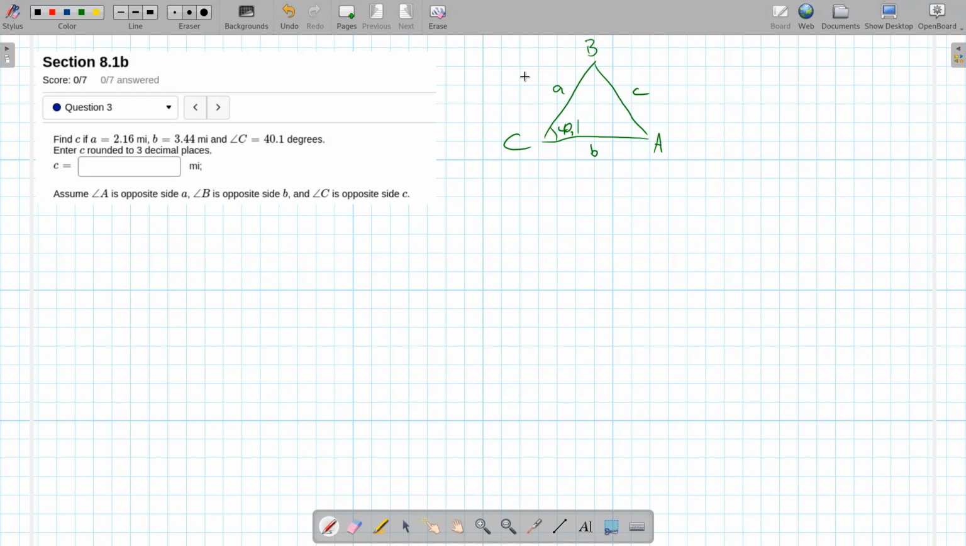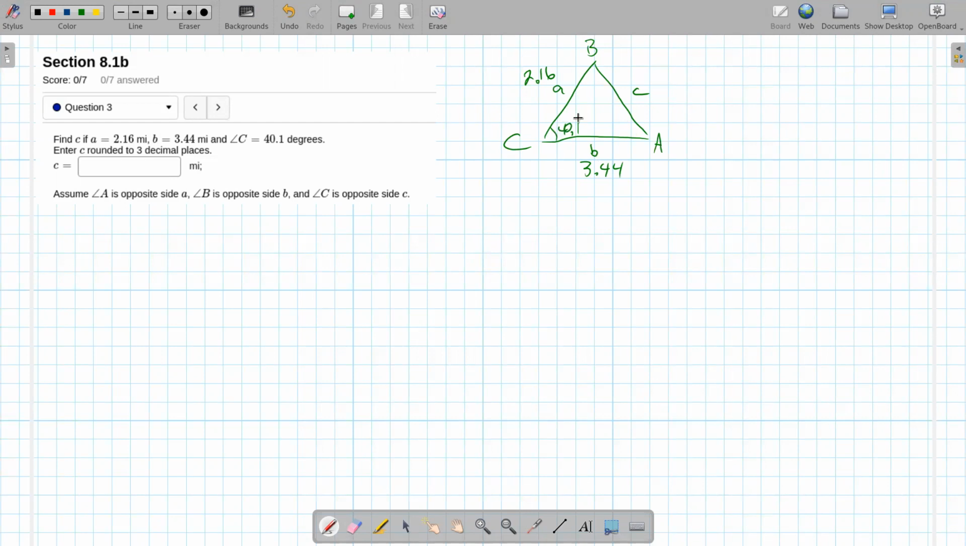So I'm given side A is 2.16 and side B is 3.44. So just a rough sketch to put things in perspective. And so here, since I don't have angle A or angle B, I can't use the law of sines. I don't have enough information, but I do have two sides with the angle between them, and that's what the law of cosines is designed to work with.